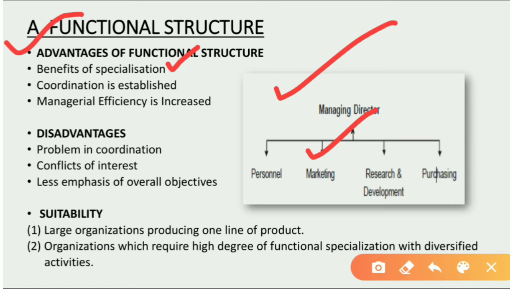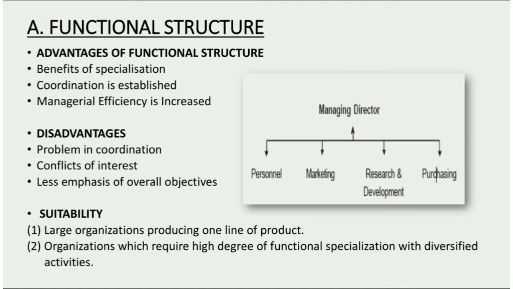The employees working under the marketing department, by doing that job again and again, become specialized in their function. This is known as specialization. Now next, coordination is established. See students, how will coordination be established? Due to the similar activities, all the different activities are grouped under one department.